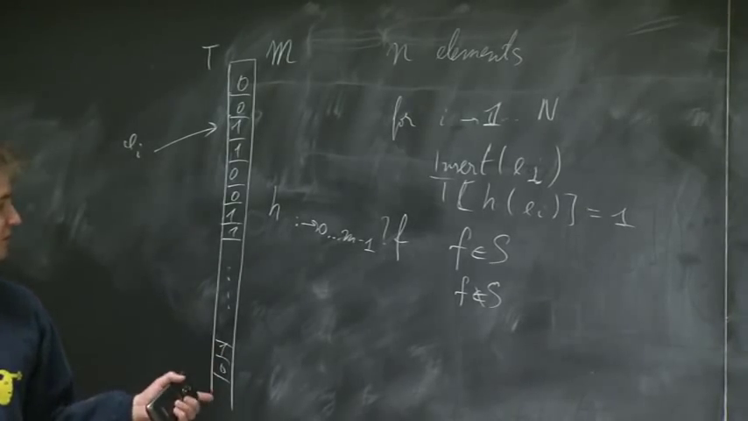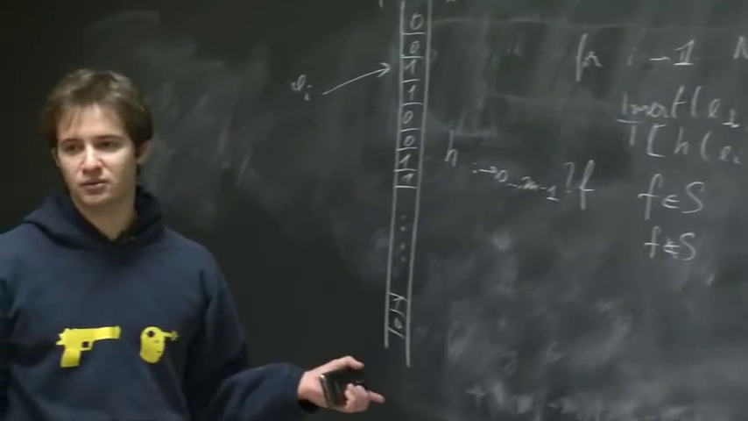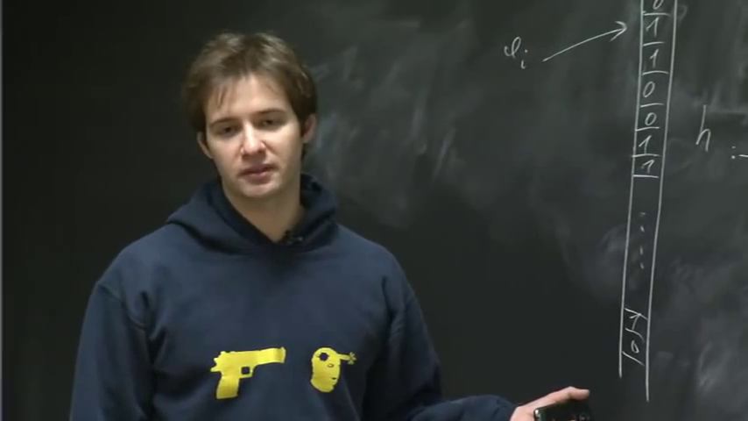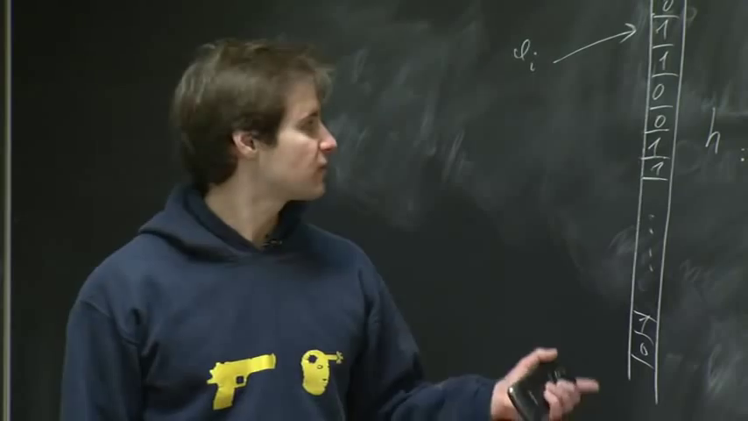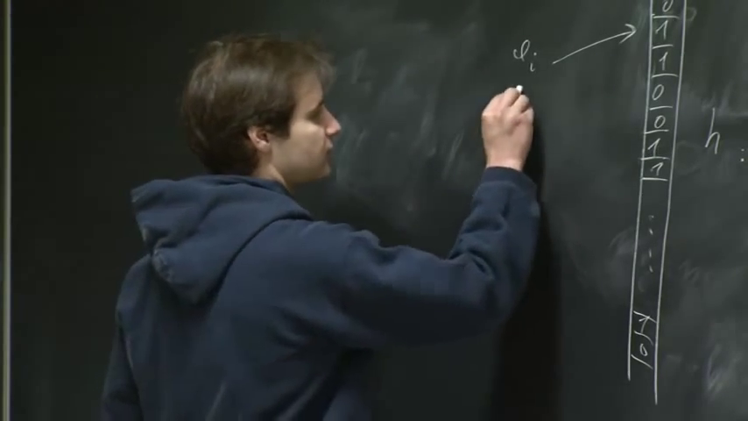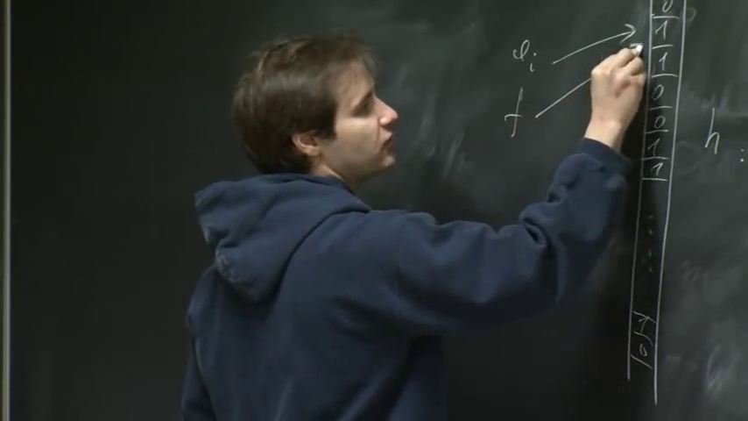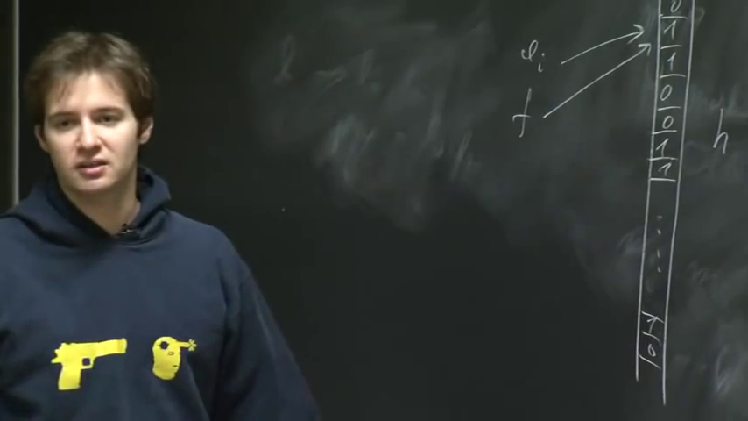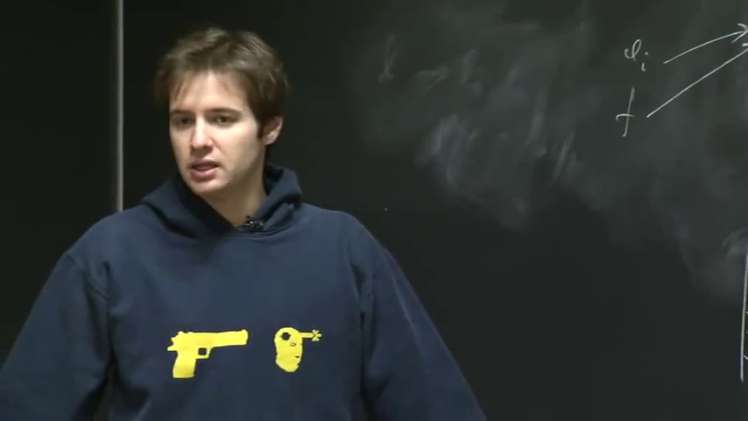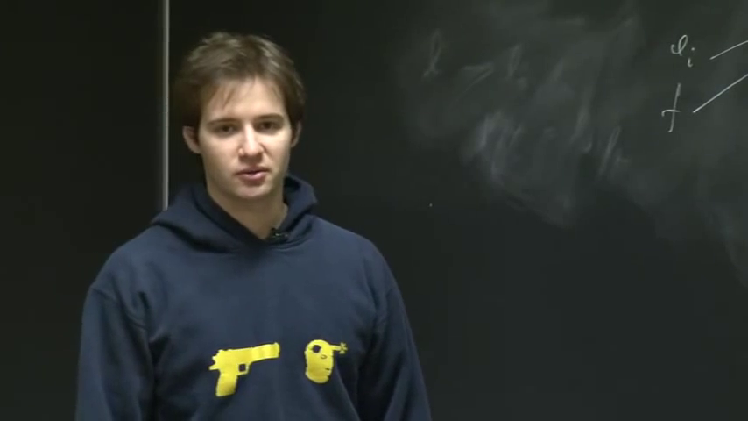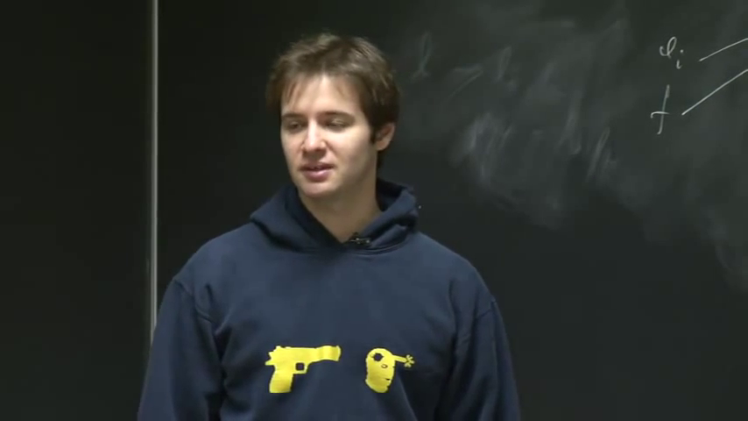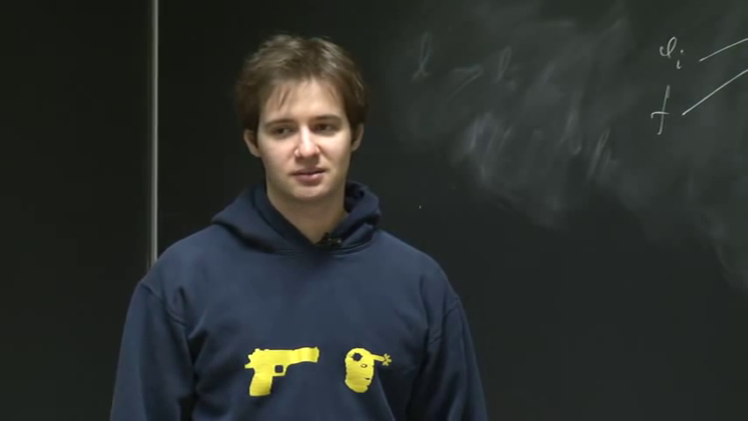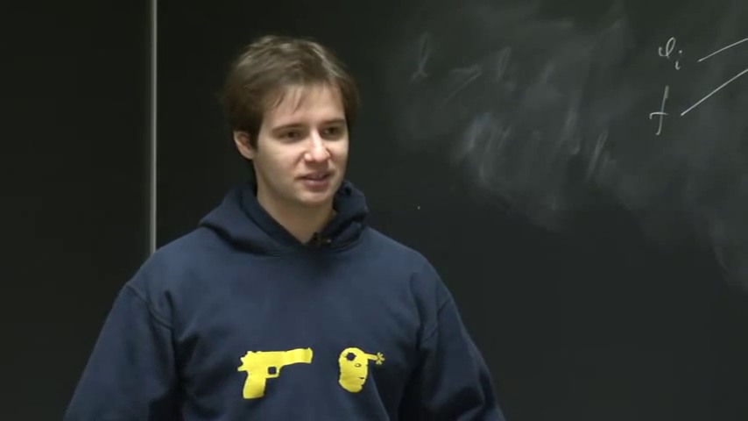So the trade-off is this uses a lot less memory. Instead of having to store entire elements, you just store bits. On the downside, you're going to have false positives. Because if I have a different element, say f, if it hashes to the same location, then the set is going to say, yeah, it's in the set. So you get false positives. Will you get false negatives? No, right?